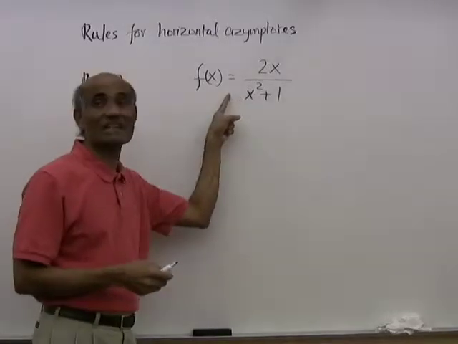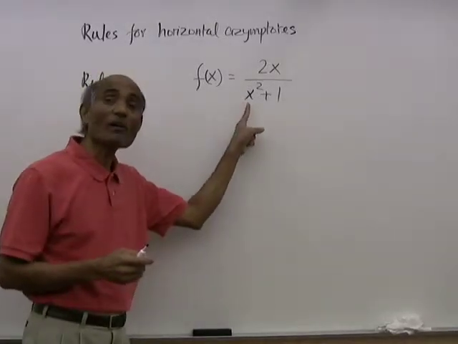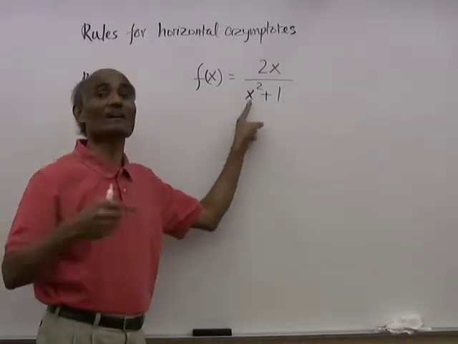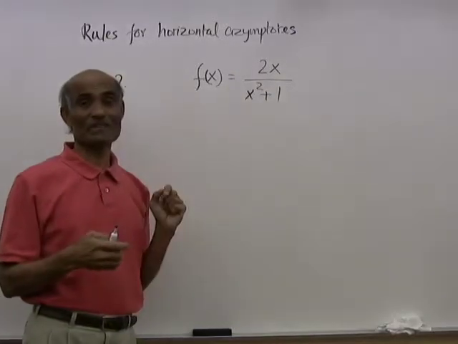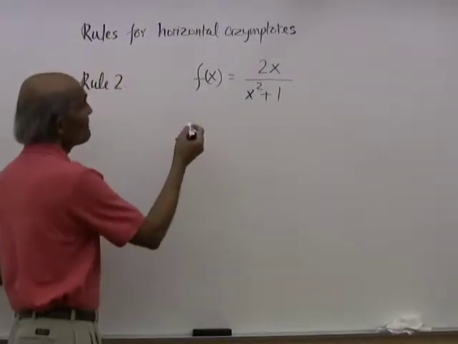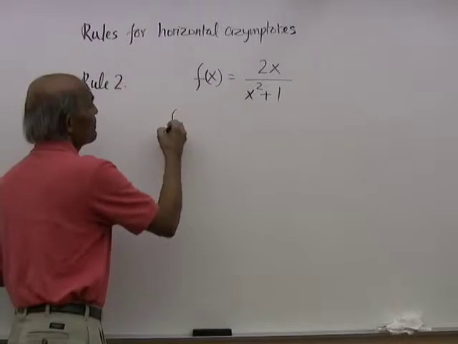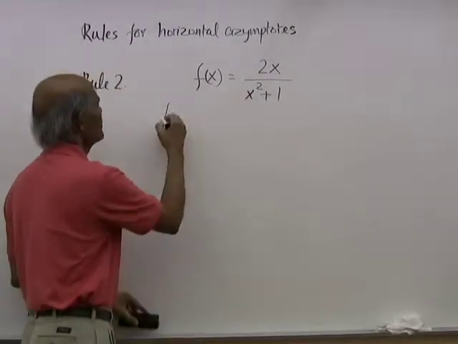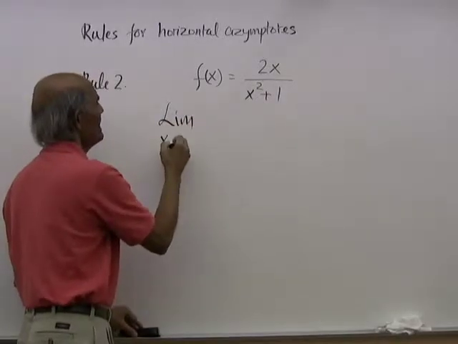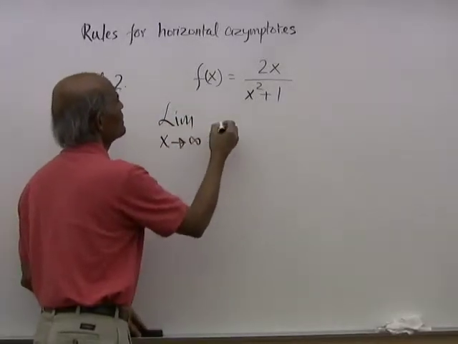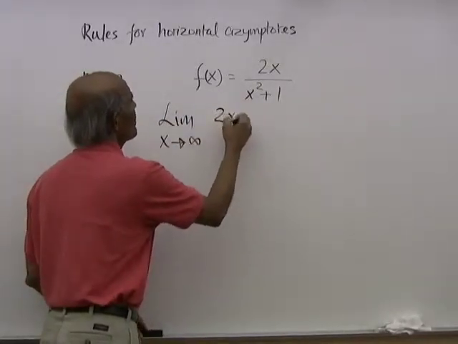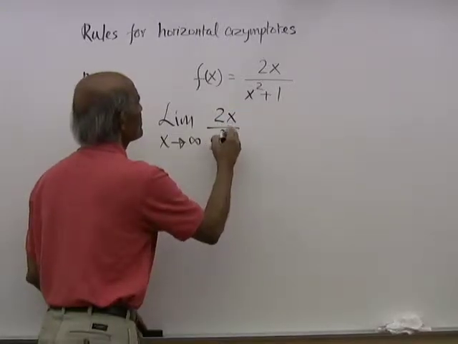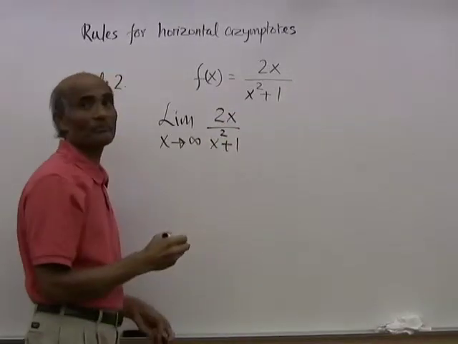What happens in a case like this, where the degree of the denominator is greater than the degree of the numerator? Well, what is the value of this? What is the limiting value of this? Limit as x approaches infinity, what is the value of 2x over x squared plus 1?